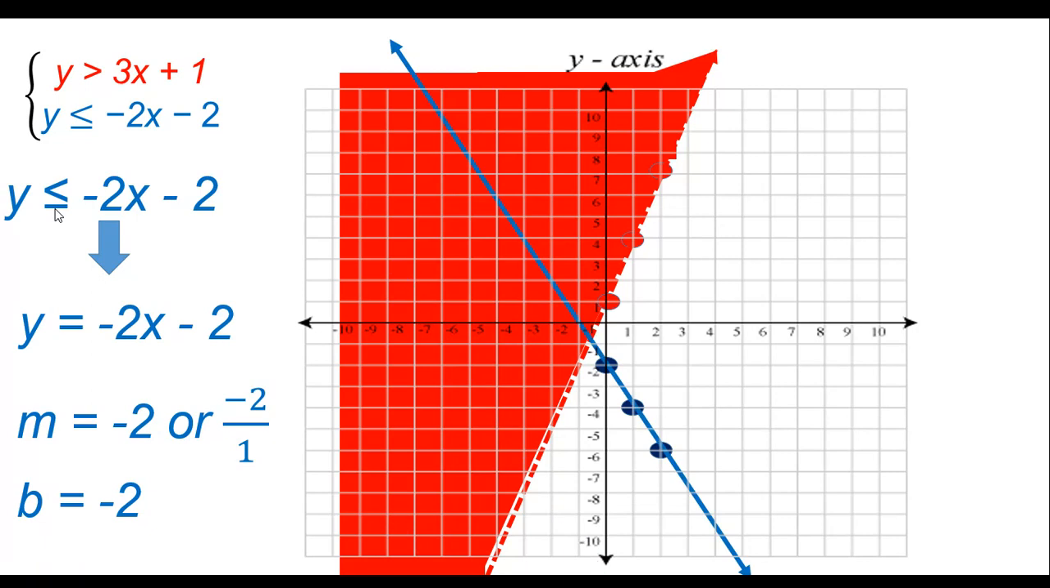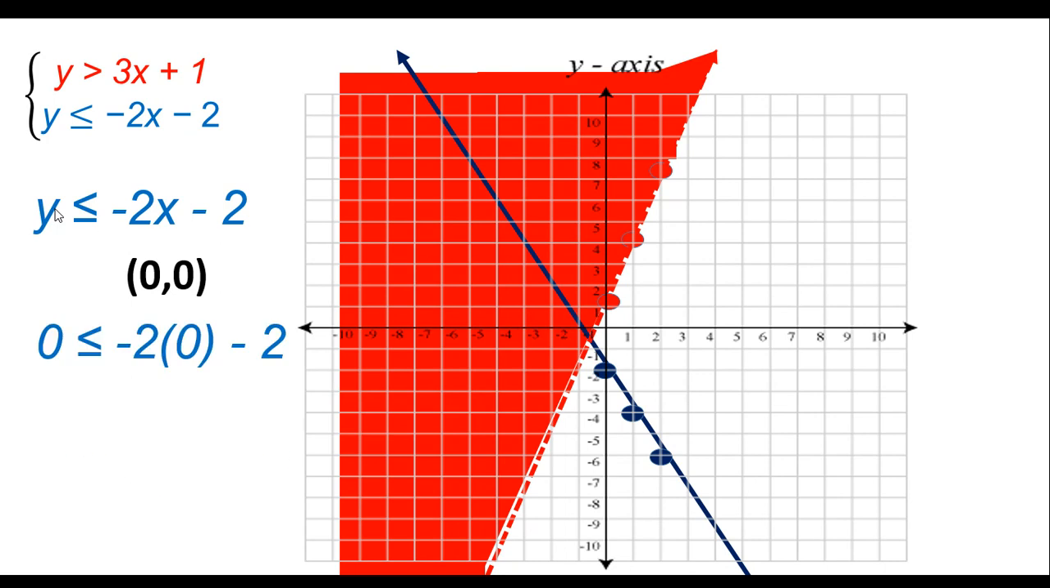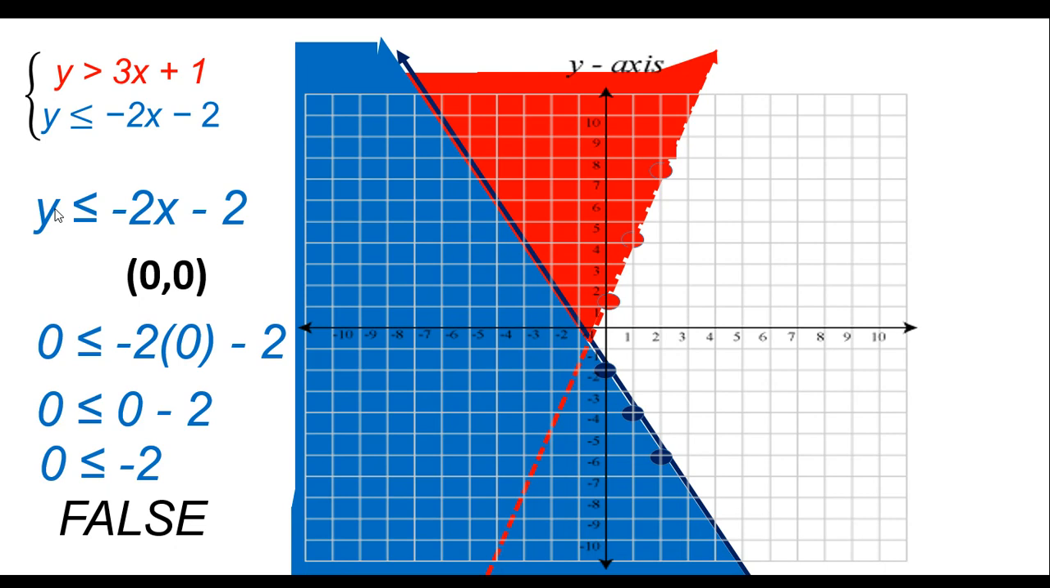And to know the shaded region, again, we're going to use a test point. And that test point is the coordinates of the origin. Again, simply substitute. So, if we're going to simplify, that will result to 0 less than or equal to negative 2. And that is a false inequality. So again, you're going to shade this region, which is away from your test point.